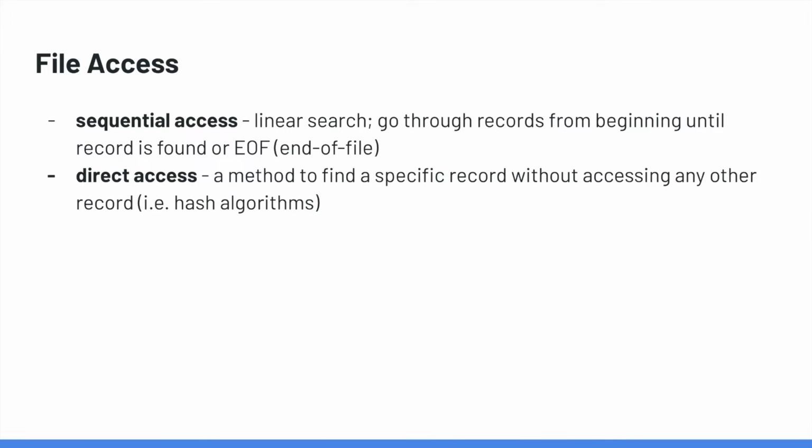Now let's take a look at two methods of file access. We touched on this when talking about file organization, but to access a file, we may need to go through every record from beginning to end using the linear search method.